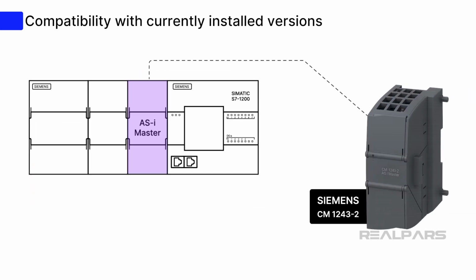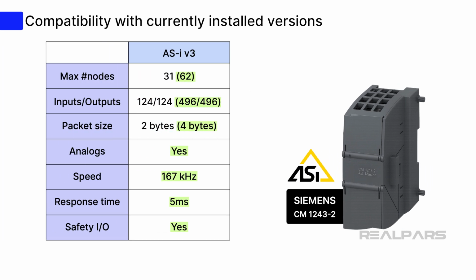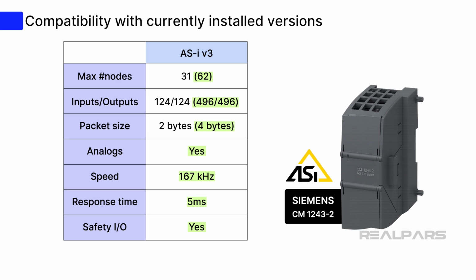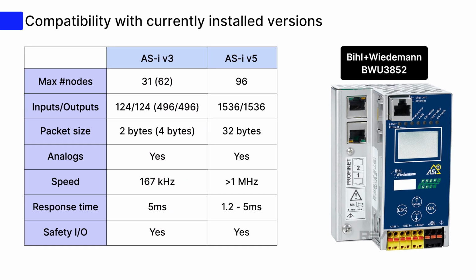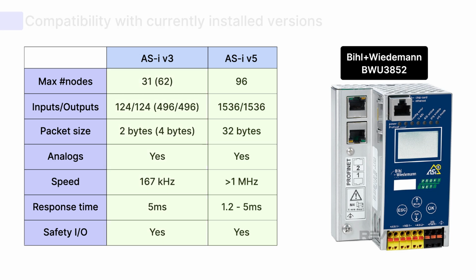For example, the Siemens CM1243-2 for S7-1200 control systems is an ASi version 3 network master, with the properties of the extended ASi version 3 configuration given previously. By contrast, the Bihl+Wiedemann BWU3852 is an ASi version 5 compatible device, which can also be configured to provide an ASi version 3 network.